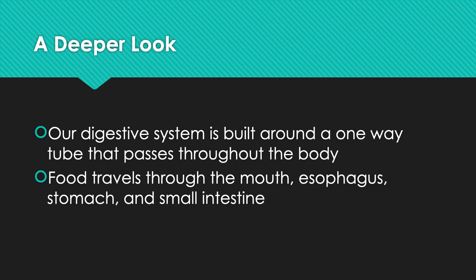All right, so a deeper look. Our digestive system is built around a one-way tube that passes throughout the body. Then the food travels through the mouth, esophagus, stomach, and small intestine, and then it ends up going into the large intestine as well.